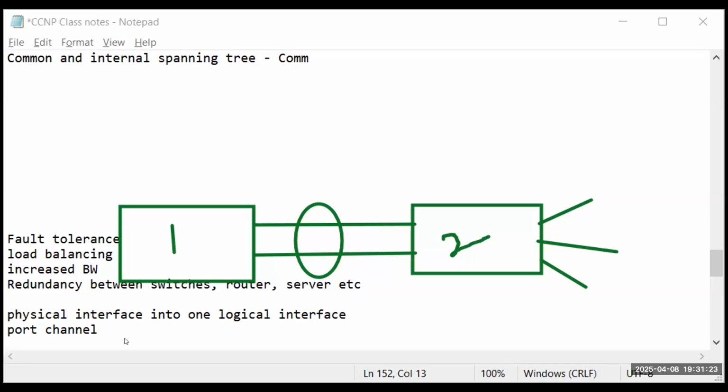So if one of the physical links goes down, there will still be a connection between the two switches. If all the 8 ports go down, in what cases would that happen? Only if there's a switch failure, if the switch itself is down, will all the 8 interfaces go down. Otherwise, how does a port go down? All the 8 ports will not go down at once.